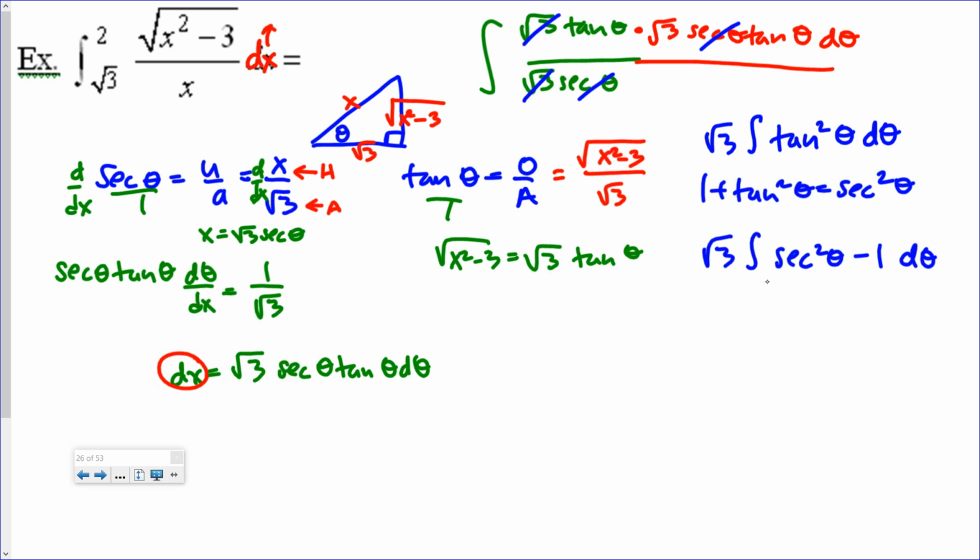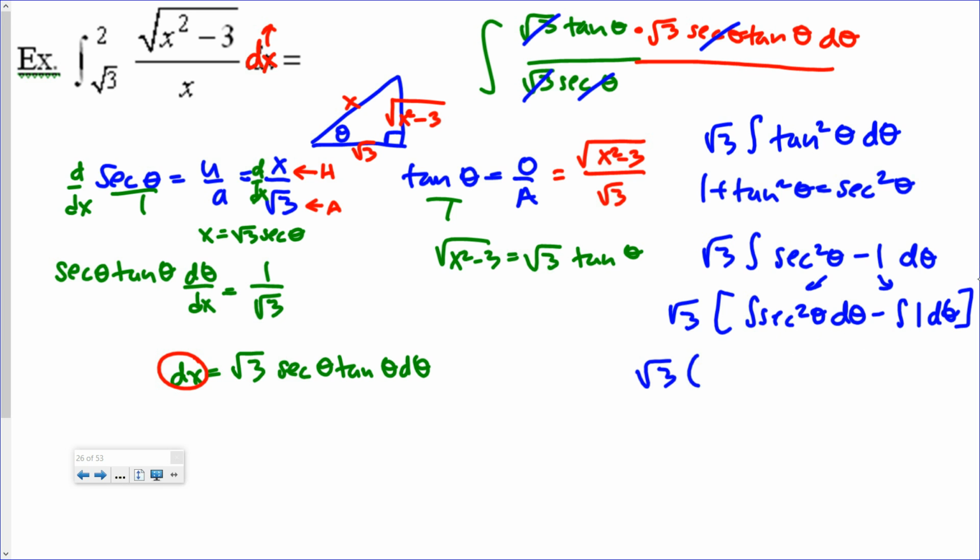And what I get here is a buy one, get one free problem. I have square root of 3 times the integral of secant squared theta d theta minus the integral of 1 d theta. It's actually two different integral problems here, and there are actually two that I can do by hand. So take a look at this. What is the integral of secant squared theta? That's tangent theta. What's the integral of 1 d theta? Be careful. A lot of students think that that's x, but this is a theta. So actually, the integral of 1 d theta is theta.